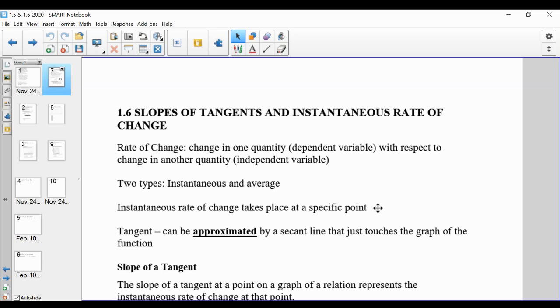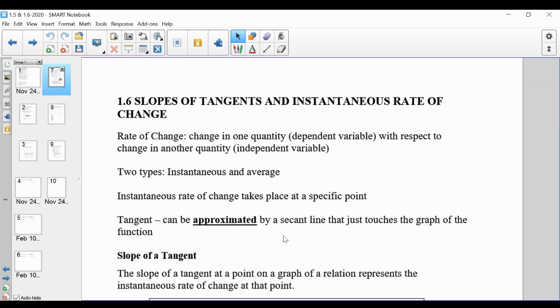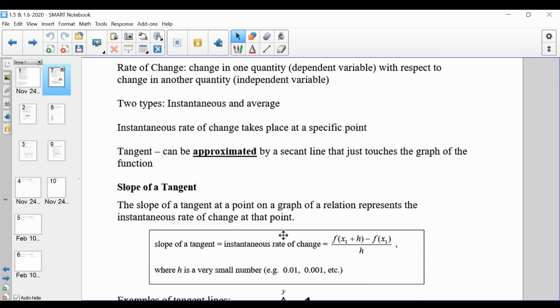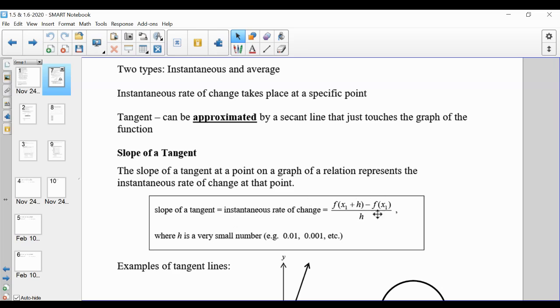But for this course, which is a pre-calculus course, we're going to give you a less sophisticated way of finding this slope at a specific point. So that's why this says the tangent can be approximated by a secant line. A line that just touches the graph of the function at a particular point we call a tangent. The slope of the tangent at a point on a graph represents the instantaneous rate of change at that point. And we're going to use this formula to be able to figure it out. Now, it's a complicated looking formula, but we're going to simplify it for you in a little while.